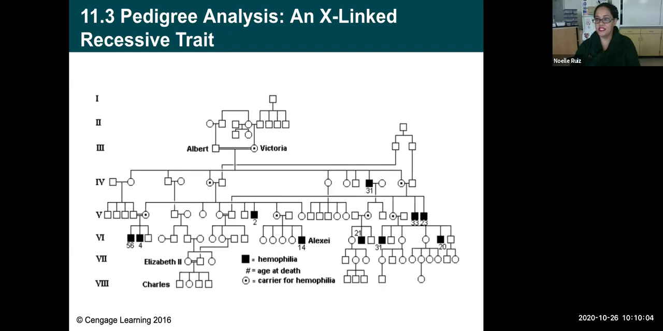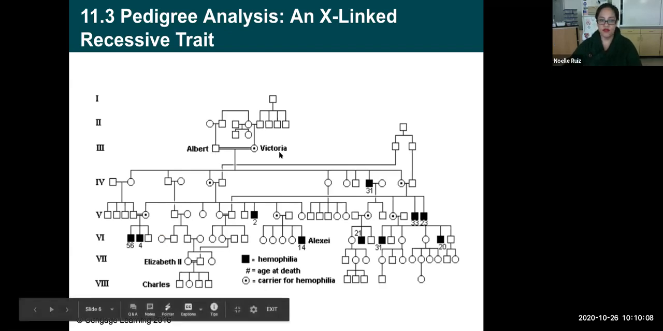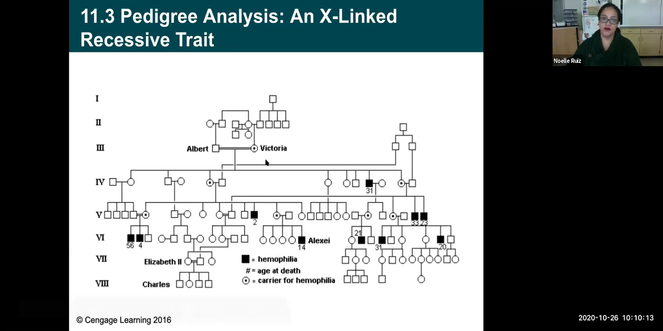This is just an expanded pedigree of the royal family. Like I said, there's Albert and Victoria. Victoria was the first known to have hemophilia. So she is where the mutation started, most likely. And then there's her children in generation 4, but you can see generations 5 through 8, all the males were affected. And there's a few female carriers. And those female carriers pass it on to their sons.